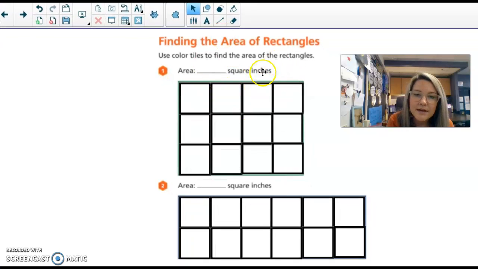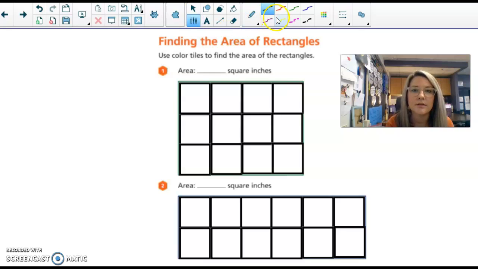What's the area of the first one? Well, when I count all the square units, I have 1, 2, 3, 4. I have 3 rows of 4: 4, 8, 12. So my area is 12 square inches. Let me write that in, 12 square inches. All right, what about number 2?